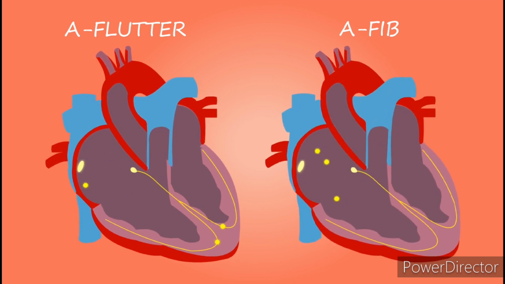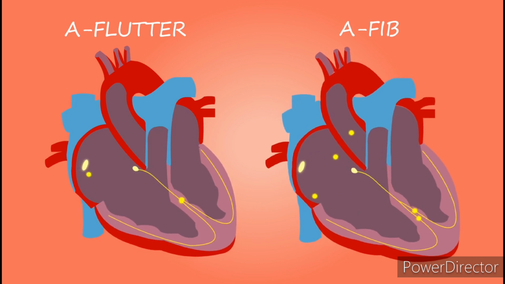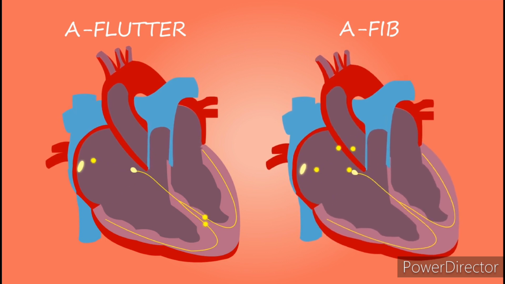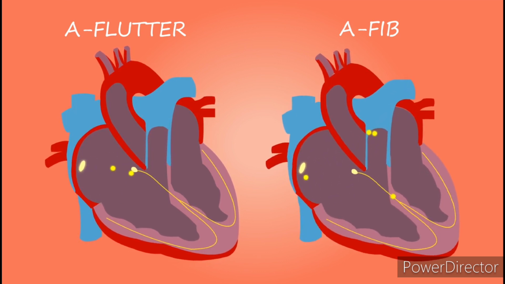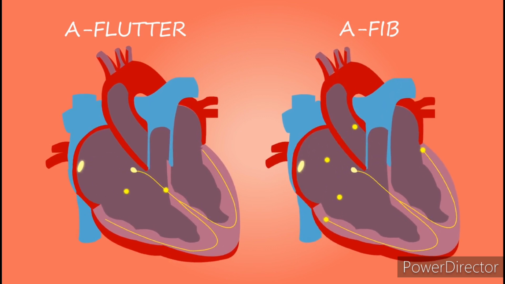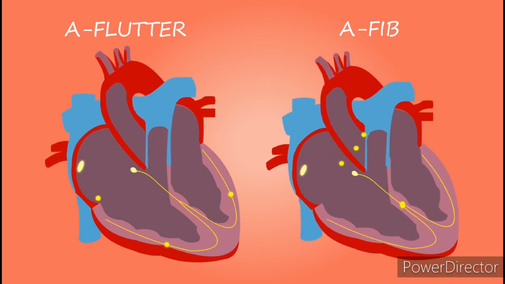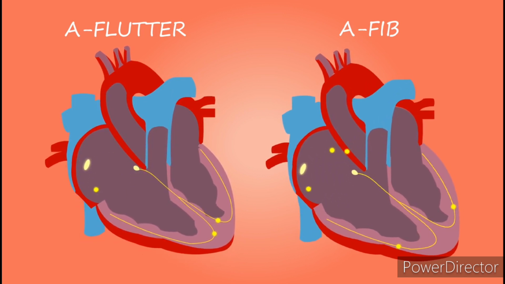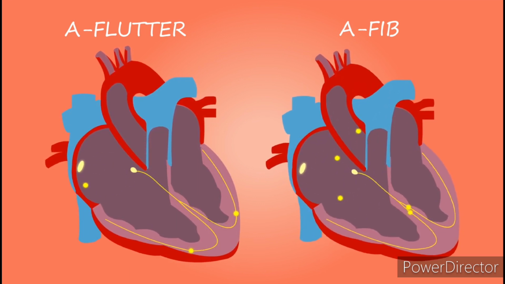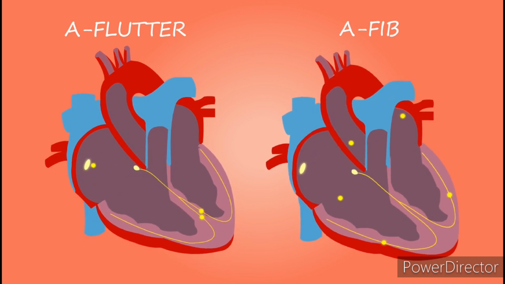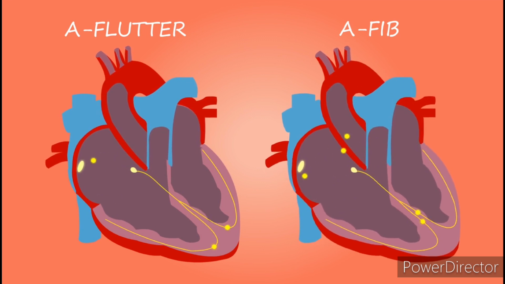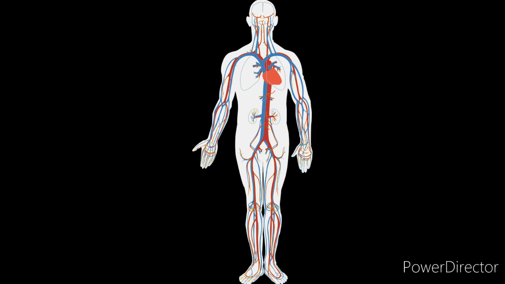We can observe here the electrical impulses to the atrium on the left side: atrial fibrillation. The first picture is atrial flutter, in which the heart's upper chambers beat too quickly, with rapid movement. Okay friends, these are some conditions related to the heart. This is the anatomy of the heart.